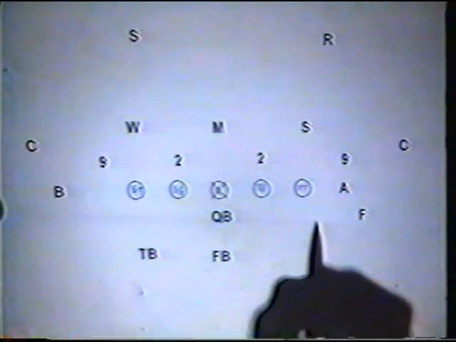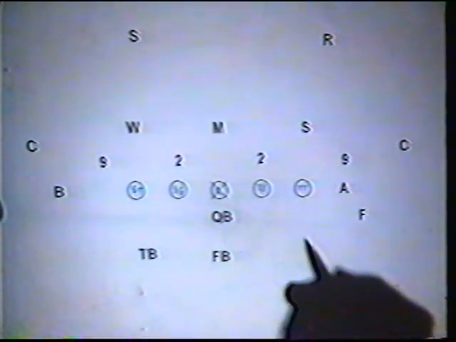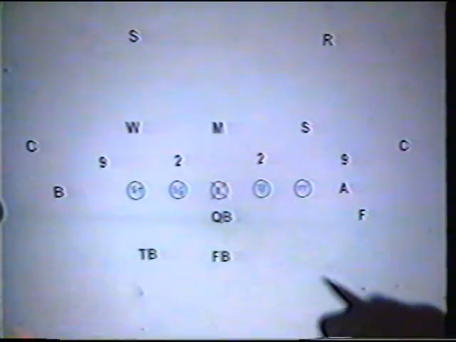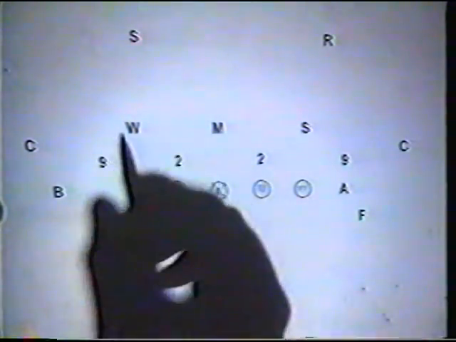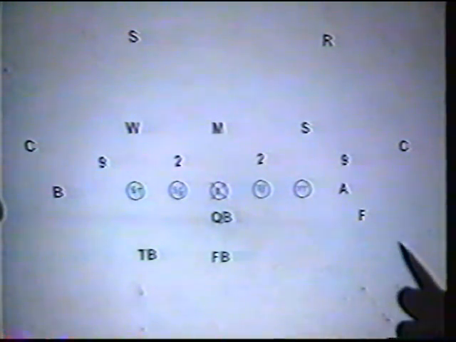On defense, we call our corners, and we call this the free safety, and we call this the strong safety. We just gave him the name of Rover. That's why we have an R there.